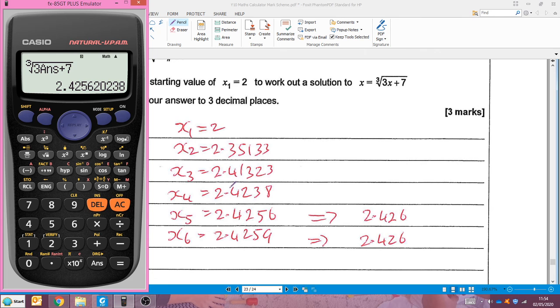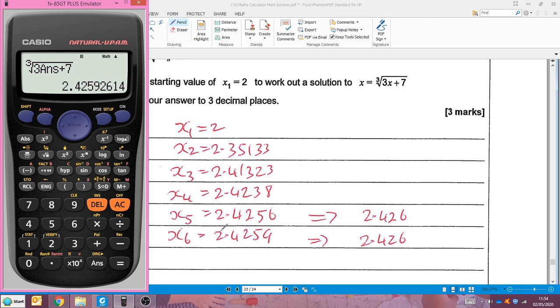2.4256. That is 2.424. That is 2.426. It's not the same, so I can't justify it yet. Hit it. 2.4259. 2.4259. Let's take a look.